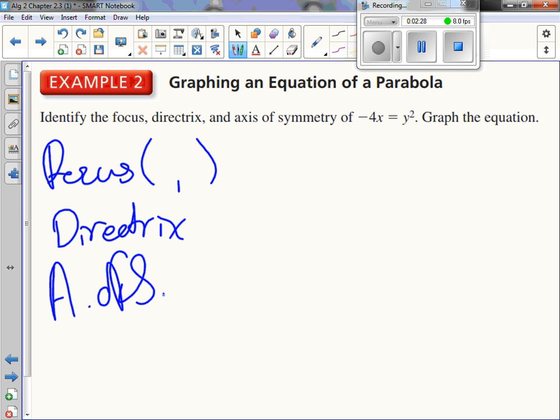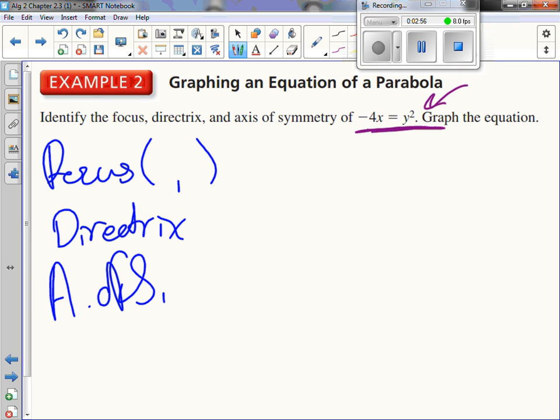And the other thing we need is the axis of symmetry. Now the equation they gave us is negative 4x equals y squared. That's the equation we're looking at, the one we're trying to get this information from. Now when I look at that, what variable is squared? What variable is to the second power? It's the y, isn't it?